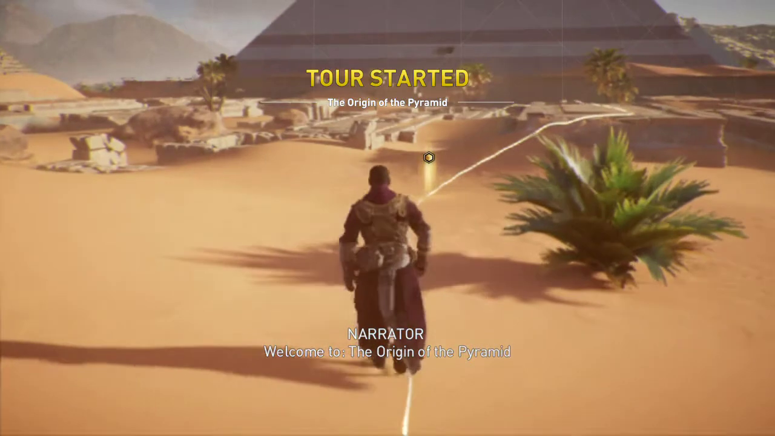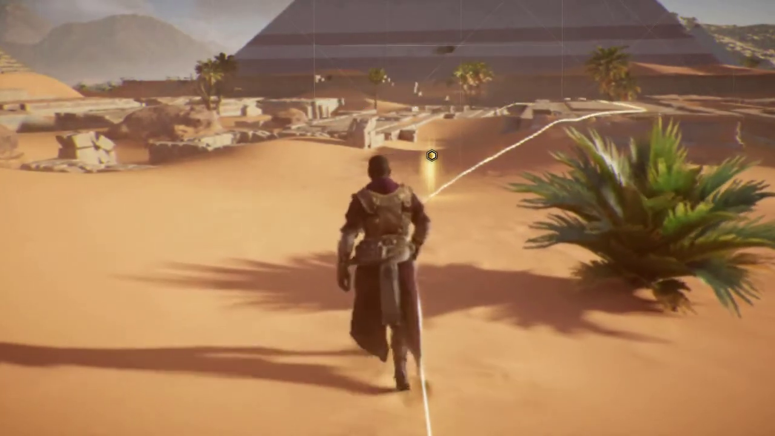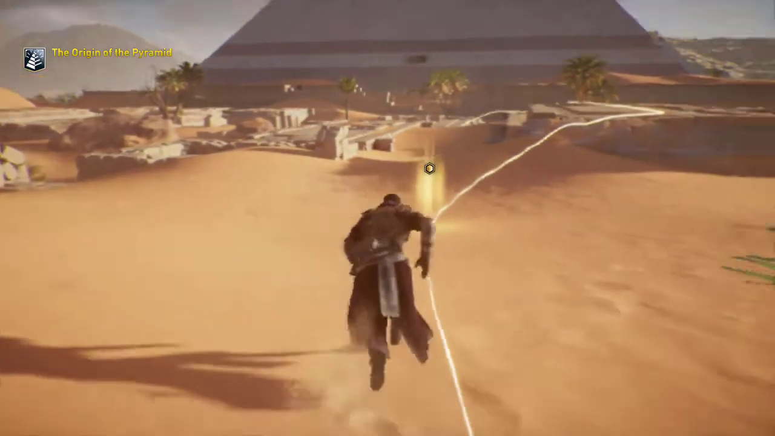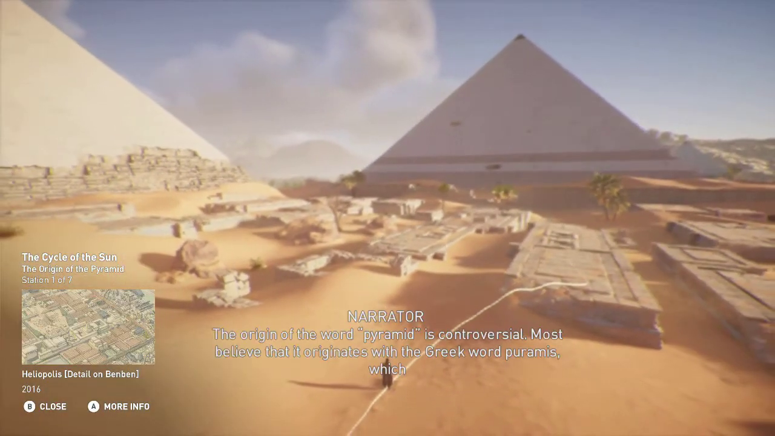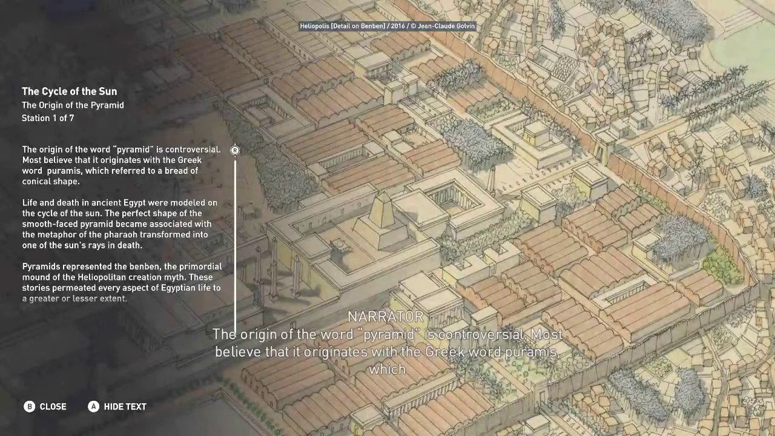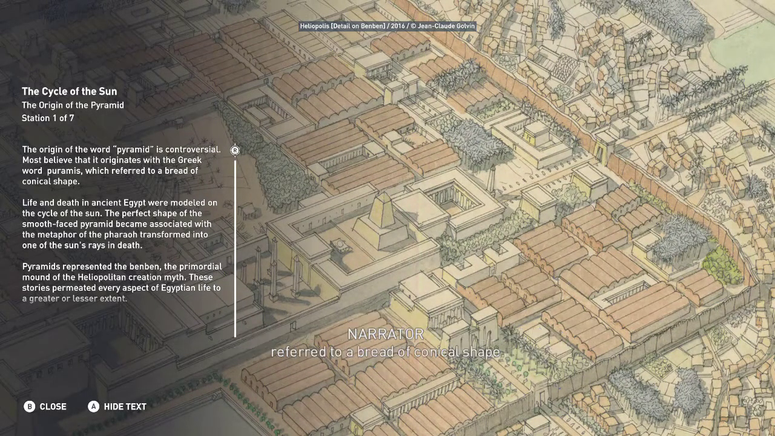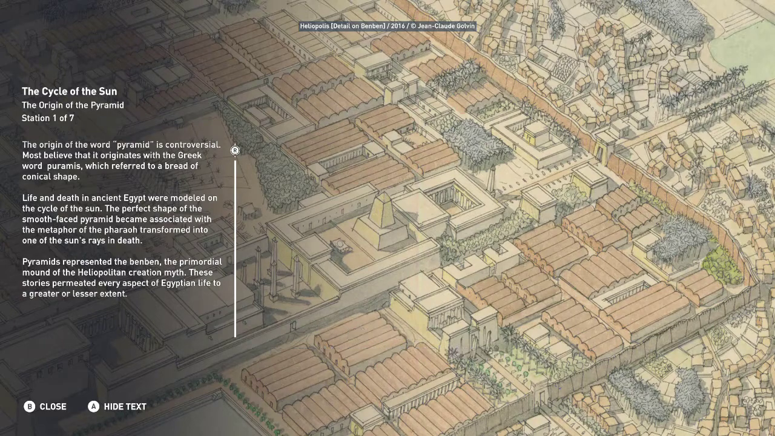Into the origin of the pyramid. The origin of the word pyramid is controversial. Most believe that it originates with the Greek word pyramis, which referred to a bread of conical shape.